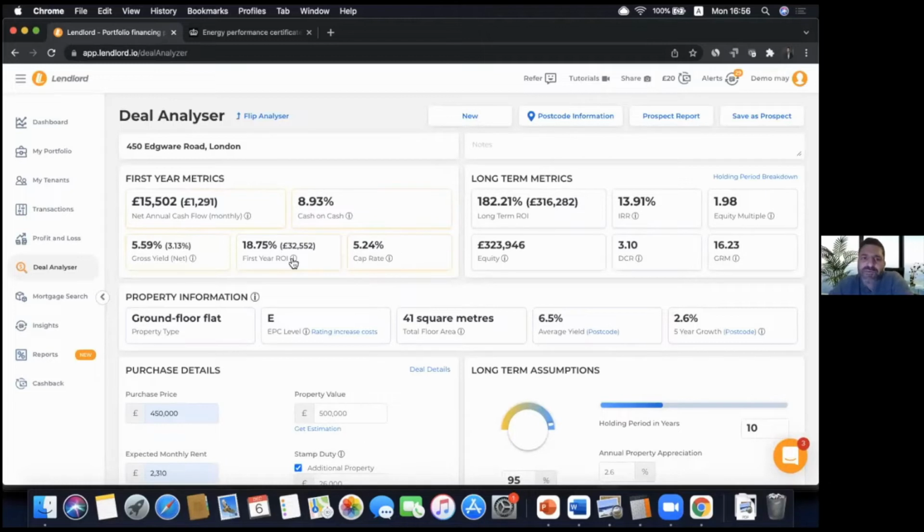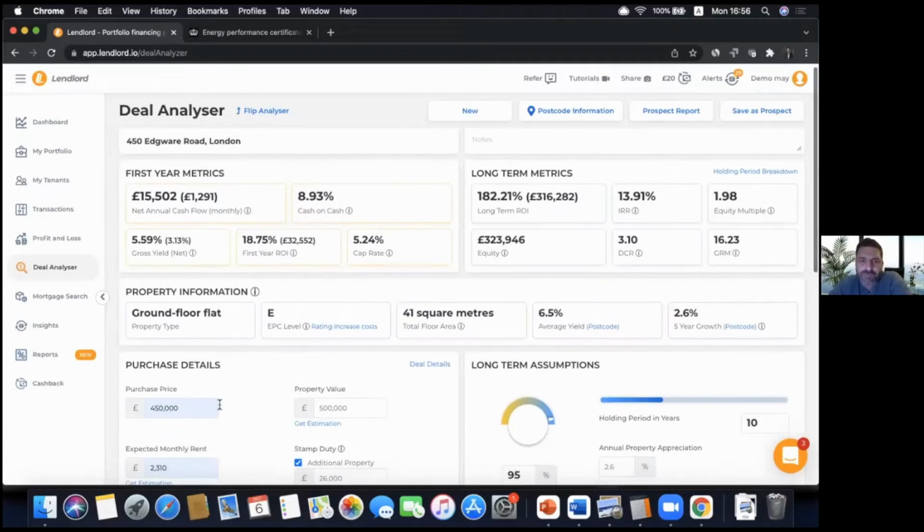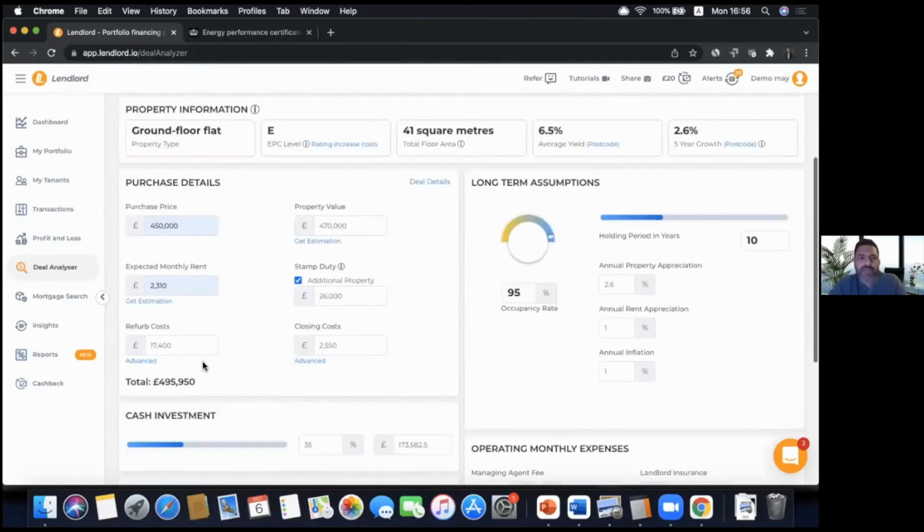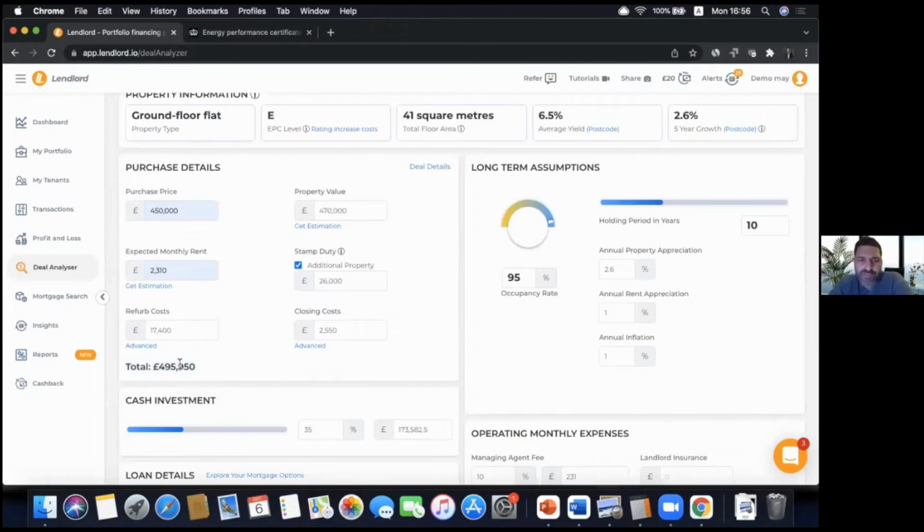And then you can see again how it impacted your first year metric. You can see the first year ROI is very high because we have a difference between the property value and the purchase price. Usually it's not the case, so I will change it just for this example. Let's take it to 170. So then the entire purchase costs are this amount.